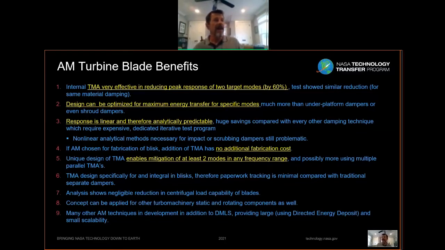And finally, there are a lot of other additive manufacturing techniques in addition to the one I use. The one I use, you have to put it into a machine, which is a bit limited in size. But there are other methods. One's called directed energy deposit, where you don't put it inside of a machine. The big laser shooters are on the external, and you can fabricate huge structures. At NASA Marshall, we're fabricating rocket nozzle combustion chambers using this technique. So it's got a lot of scalability.